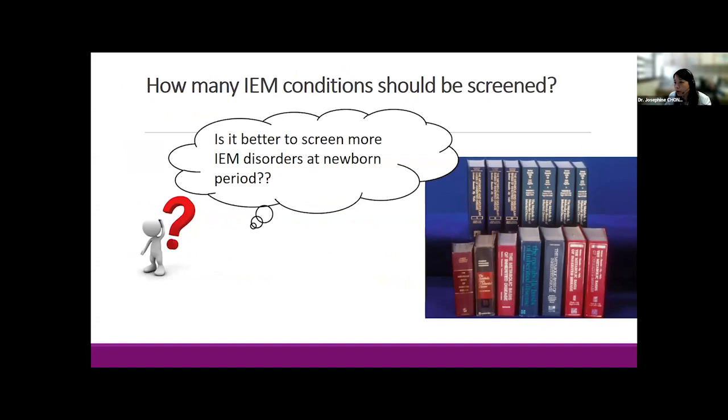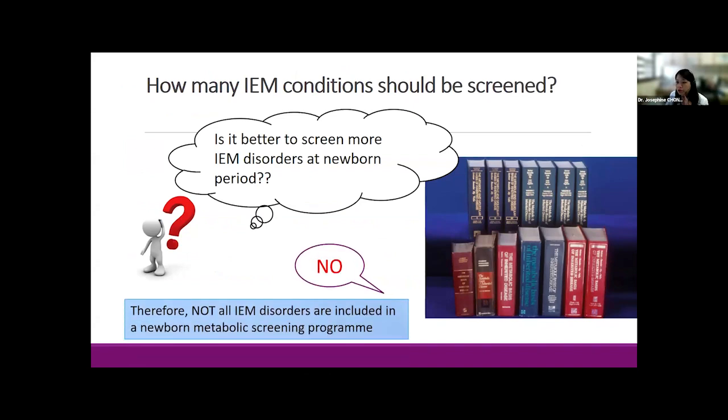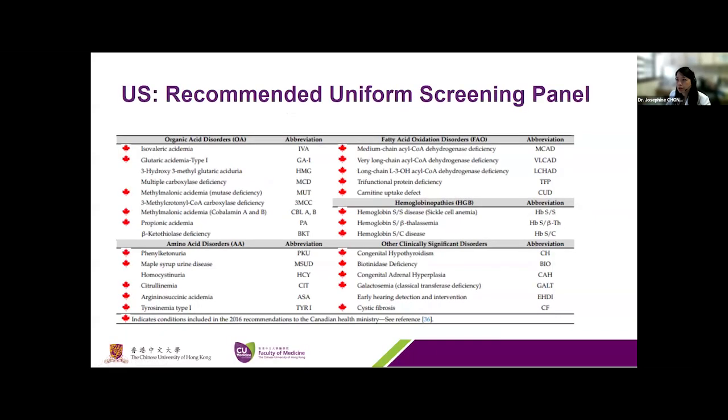to screen more IEM disorders at newborn? The answer is no, because not all IEM disorders should be included. Not all of them have a very clear clinical natural history, not all of them have an easy confirmatory test, and not all of them have an effective treatment, even though you have screened out the patient. So this is the recommended uniform screening panel in the US.